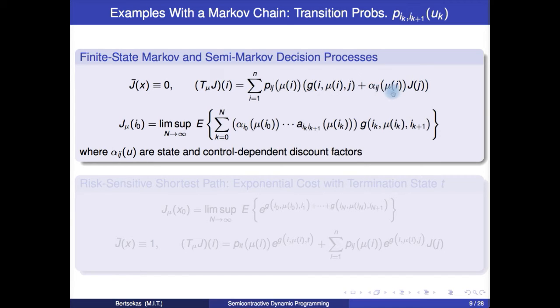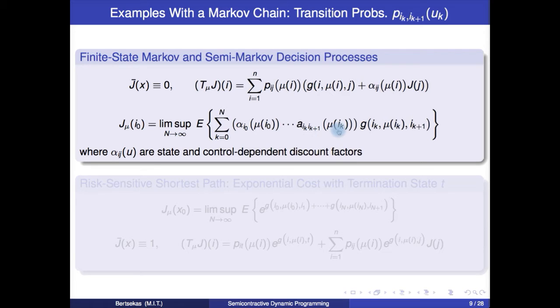Is a state and control dependent discount factor. This type of problems are also called semi-Markov in the theory of Markov decision processes. Still, we have the expected value of the one-stage cost plus the expected value of the cost to go. And again, J bar is equal to 0. And to obtain the cost of a policy mu at the initial state i0, we consider the sum of the costs over n periods appropriately discounted.